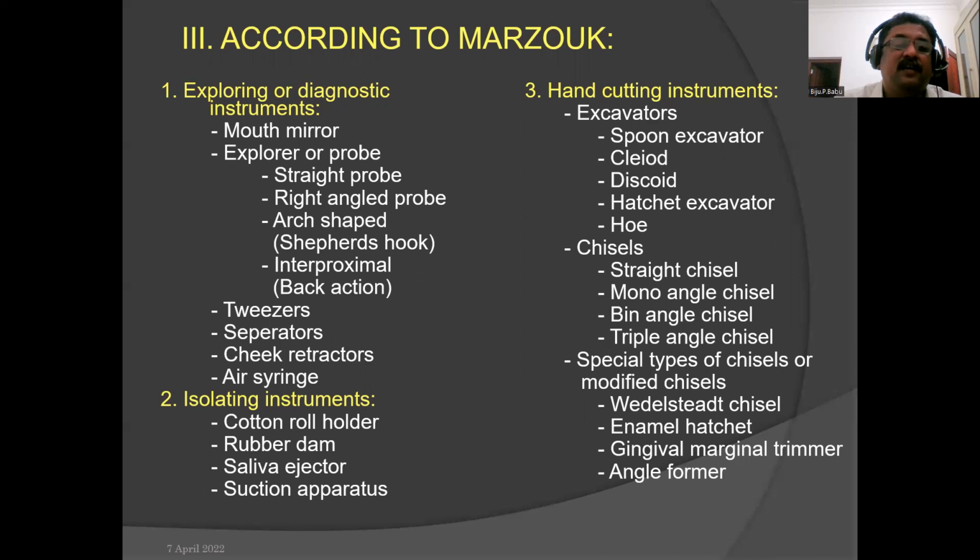After the exploring diagnostic category, you have the isolating instruments. They are the cotton roll holders, rubber dam, saliva ejector, suction apparatus, etc. And the third category is the hand cutting instruments. You have the excavators, chisels, and special forms of chisel or modified chisel. In excavators, you have the spoon excavator, cleoid, discoid, hatchet excavator, hoe. In chisels, you have the straight, mono angle, wine angle, triple angle chisels. And special forms of chisel, you have the Wiedelstadt chisel, enamel hatchet, gingival marginal trimmer, and angle former.